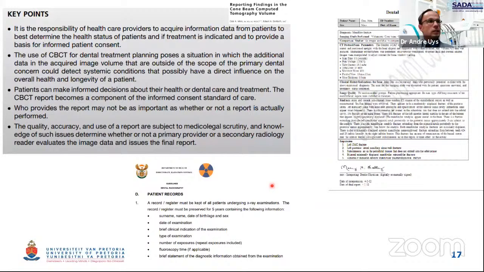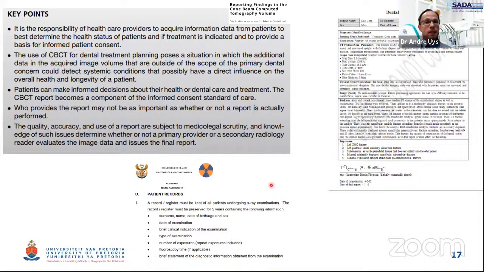Now, it is important when you view a CBCT to follow a systematic approach and really to identify all normal anatomy present in an image. So you've got to have a profound knowledge of the variation of the normal appearance to be able to recognize the abnormal.